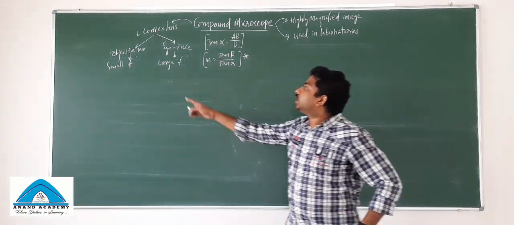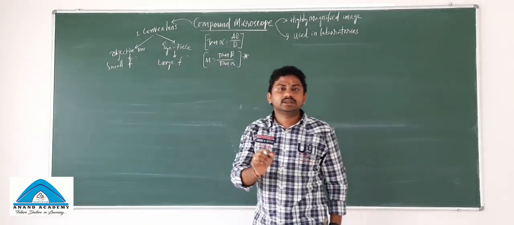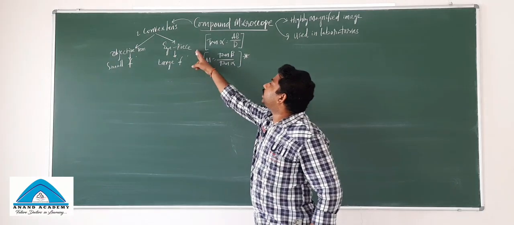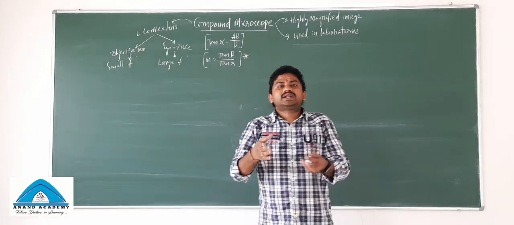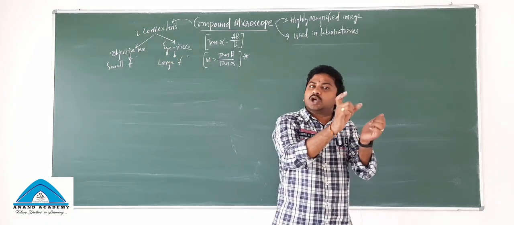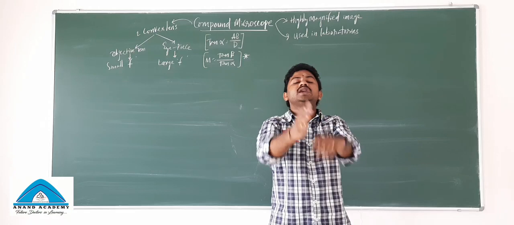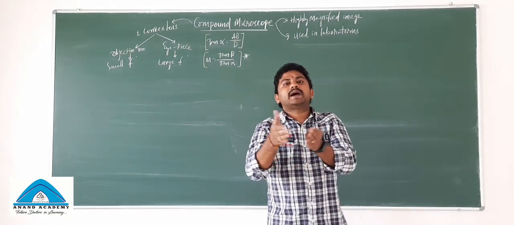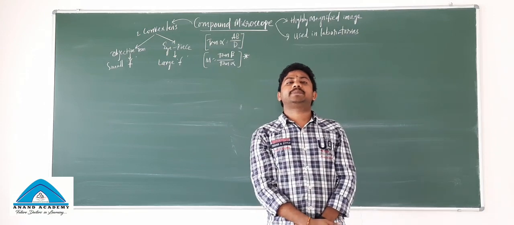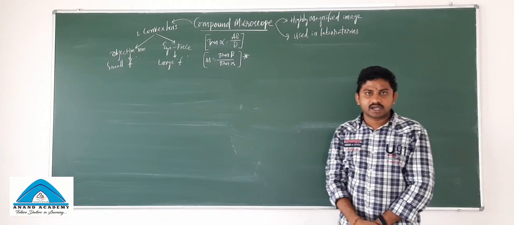One lens is called the objective lens, which has a small focal length. The second lens is called the eyepiece, having a large focal length. What exactly is meant by the objective lens and eye lens? I will tell you now. Listen to me carefully. You might have seen the compound microscope in your biology laboratories. So this is what is used in laboratories.